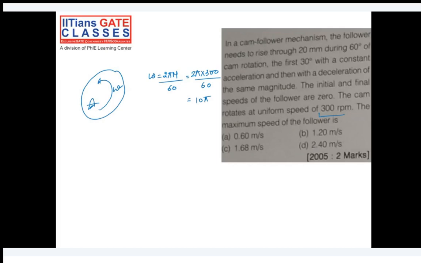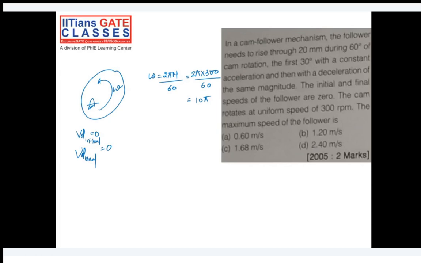Now, they have also given that the initial and final speeds of the follower are 0. Keep in mind that the follower is doing a translatory motion, for example. So the initial and final speeds of the follower are 0. So u, the initial velocity, and the final velocity are 0. This is also given to you, and they're asking you the maximum speed of the follower. So when can you expect the maximum speed of the follower? Think on it. Let's read the background for it first.